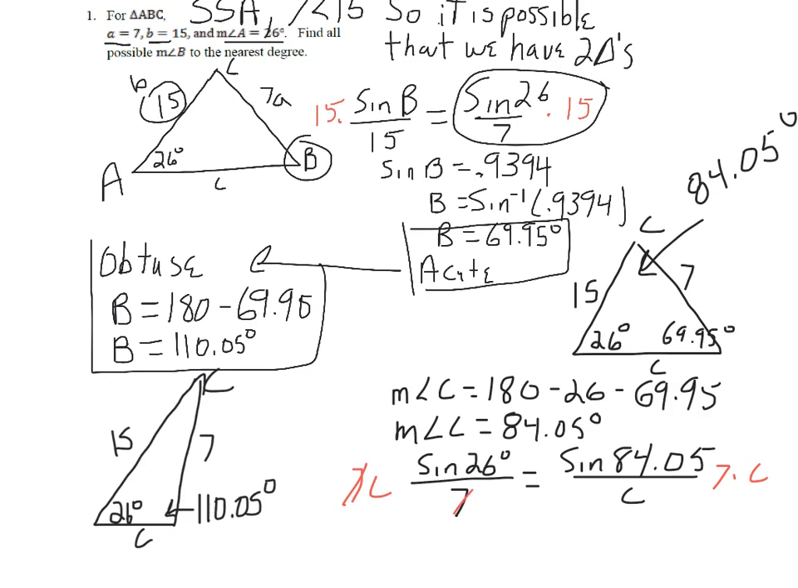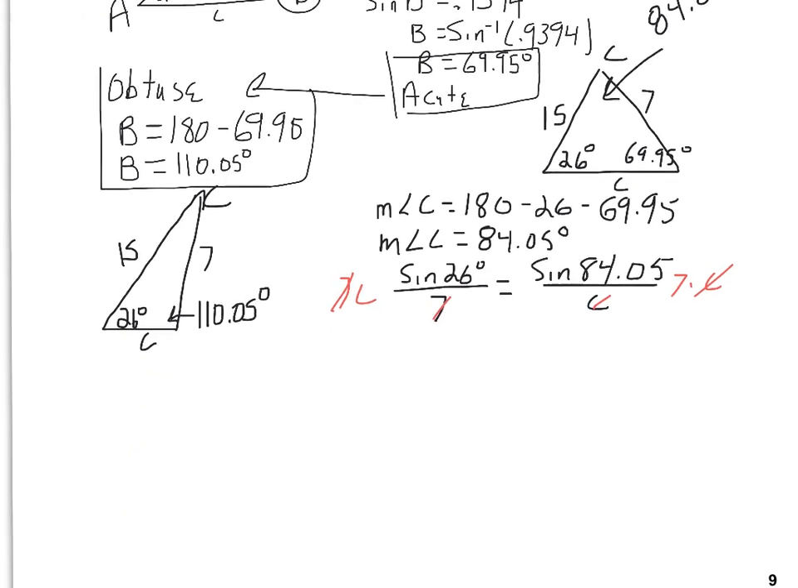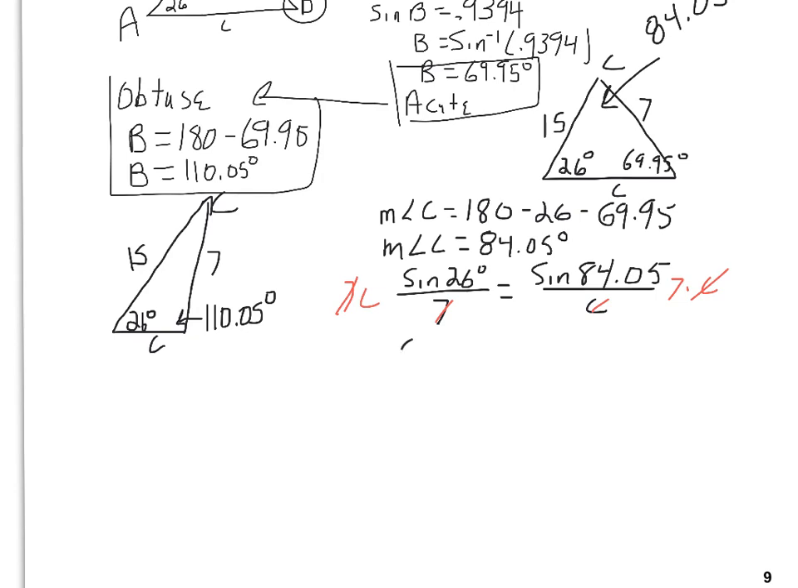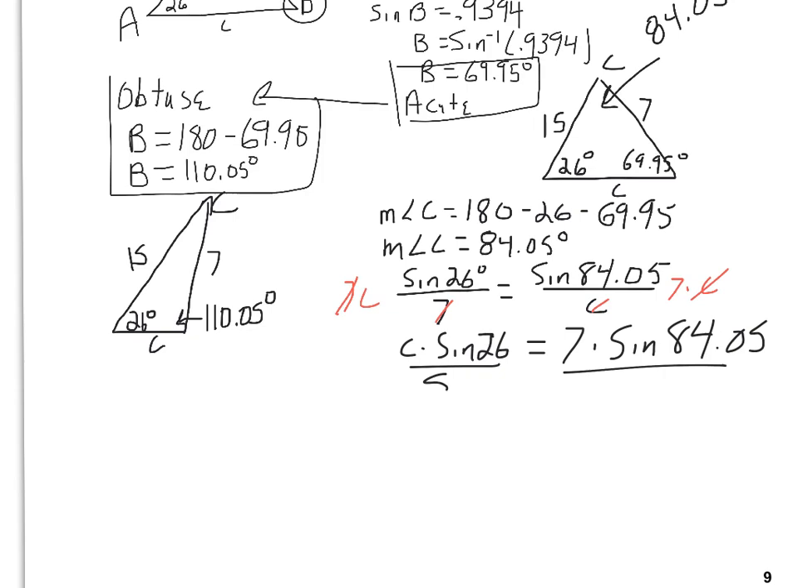Over here the 7's cancel, over here the C's cancel, and we have C times the sine of 26 equaling 7 times the sine of 84.05, divide by the sine of 26, and C comes out to be 15.88 units long.